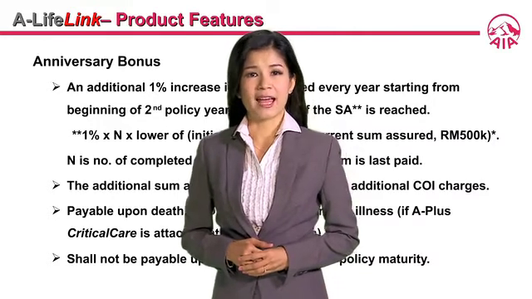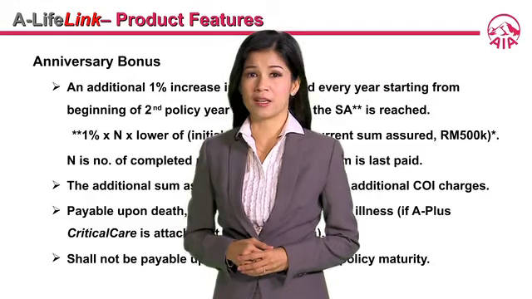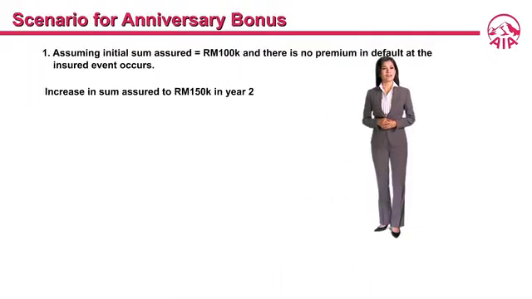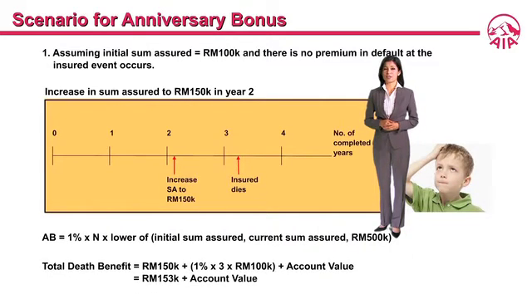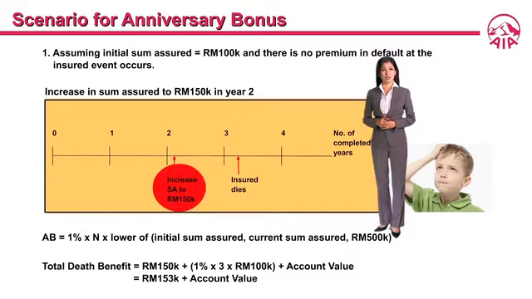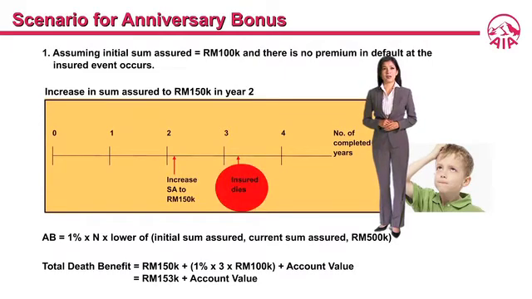Please take note that N stands for number of years the policy is enforced. Let us review one example of the anniversary bonus calculation. Assuming that the policy owner purchased a plan with 100,000 ringgit as initial sum assured. In year 2 of the policy, the owner decided to increase the sum assured to 150,000. After the third policy year, the insured passed away.